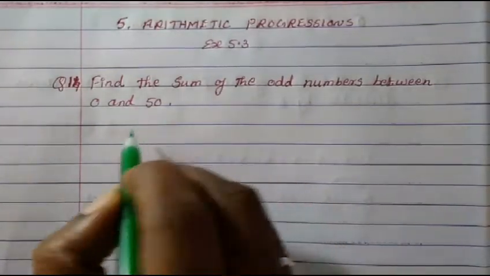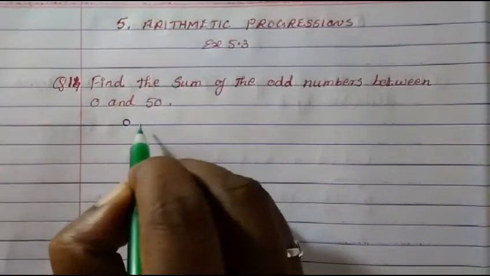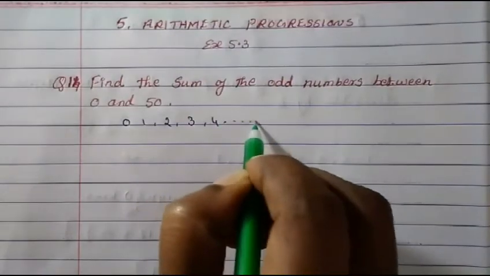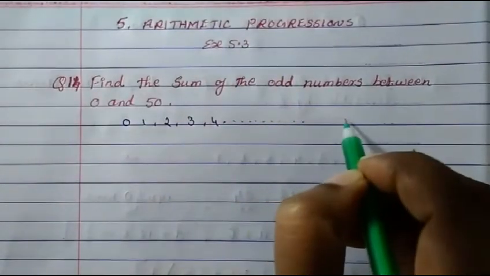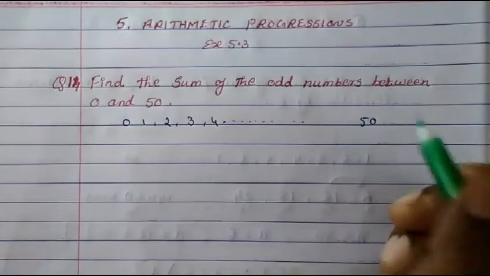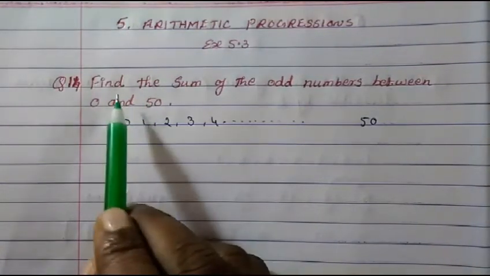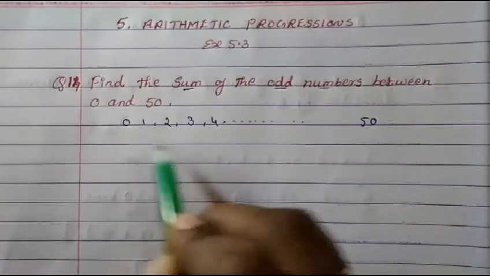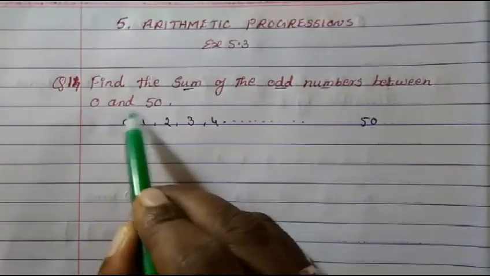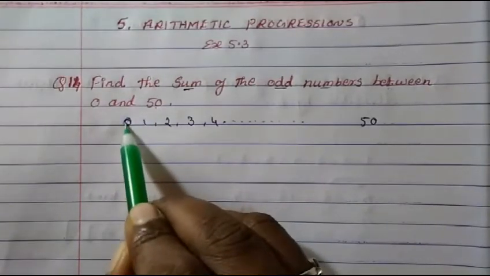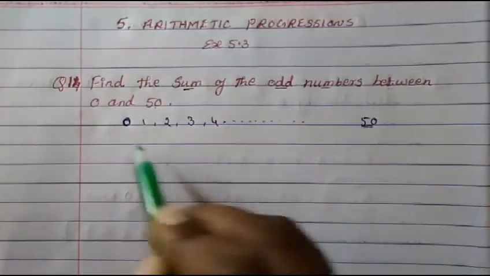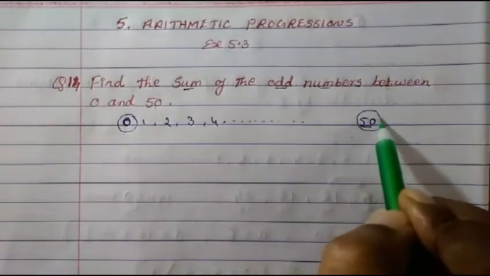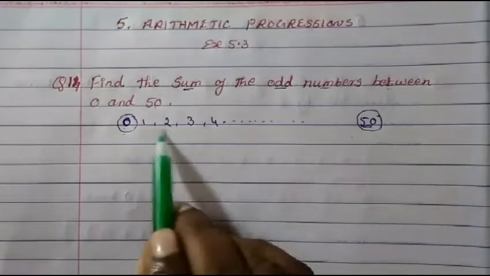So we have 0 here. The numbers start 1, 2, 3, 4, 5, 6, 7, 8, 9, 10, and then the last number is 50. But what we have to find is the sum of the odd numbers between 0 and 50. So we should not count 0 and neither should we count 50. Between these, what are the numbers that come?